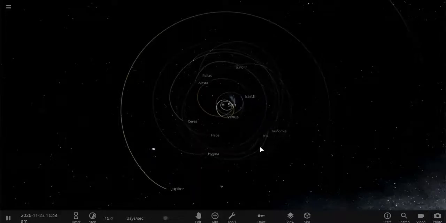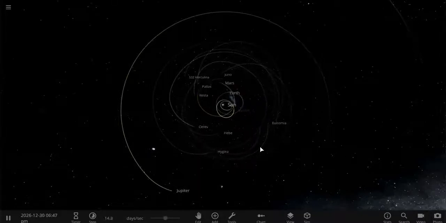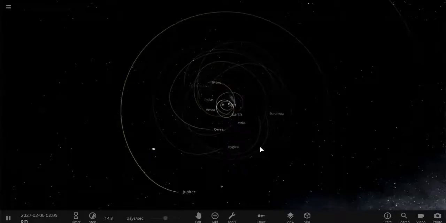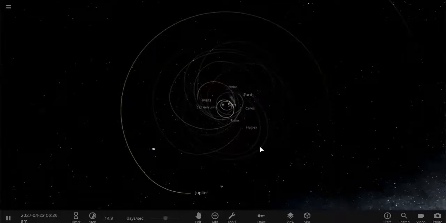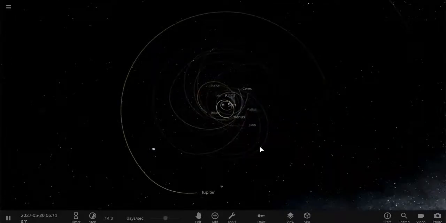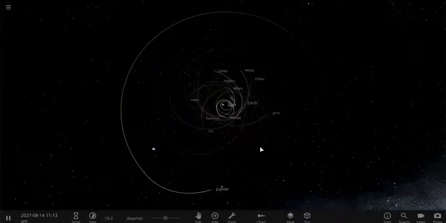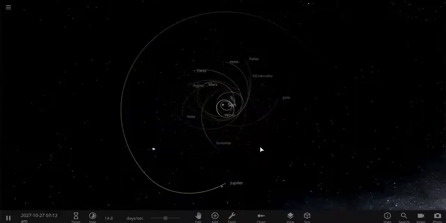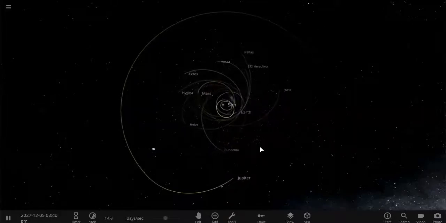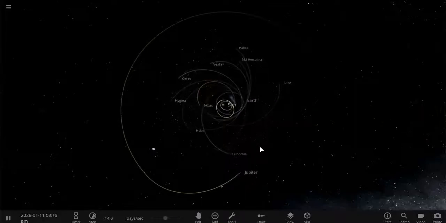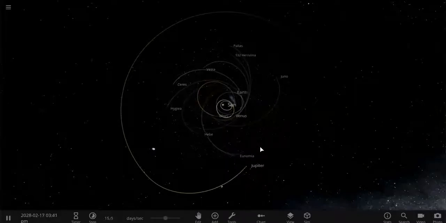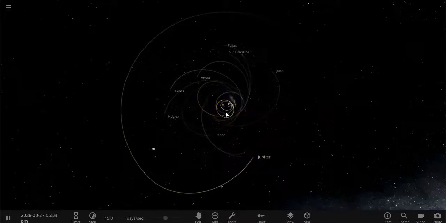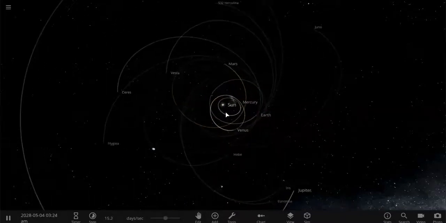Is that what you predicted would happen? If not, how is it different than what you predicted? Take notes about how the orbit shape changed. Okay.